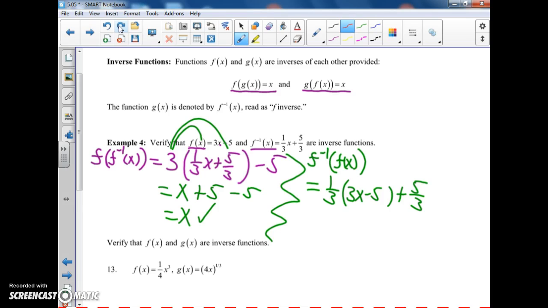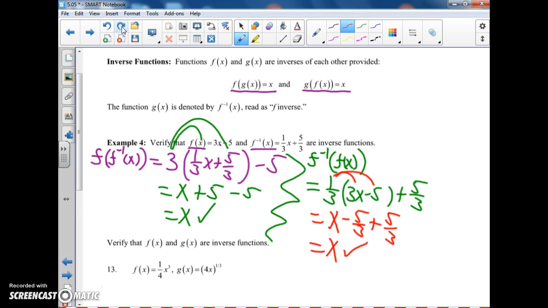Now what's the first thing we do? Distribute. So 1/3 times 3x is how much? 1x, or x. Good job. 1/3 times negative 5 is what? Negative 5/3. And then what? Plus 5/3, like this. All right, combine your like terms. What do you get? You get x. Look at it. And you show that equals x also.